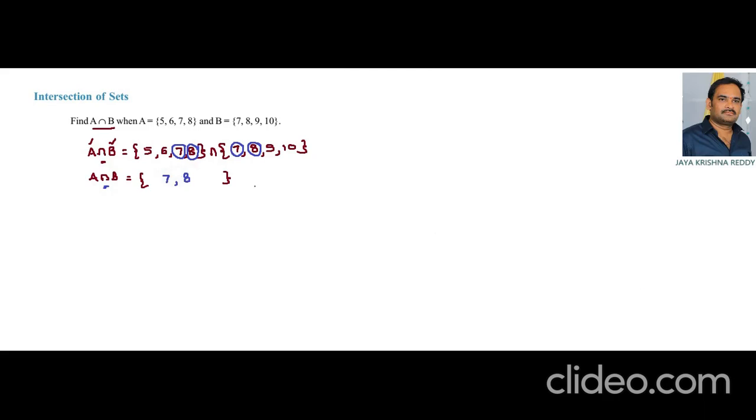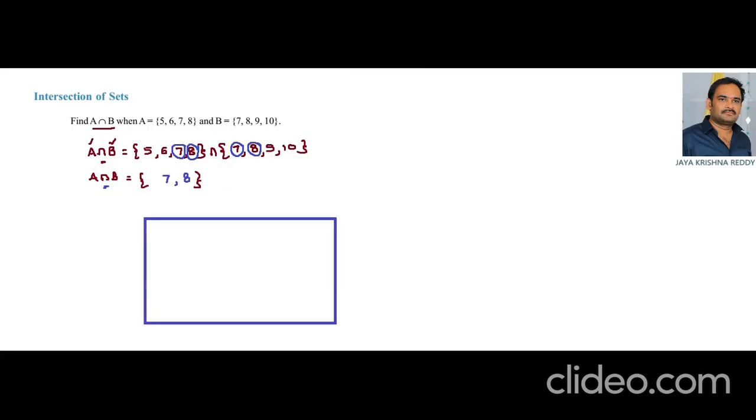And let us go for the Venn diagram for this intersection. The universal set will be represented with a rectangle, and here we have to mention U, which means this is a universal set. And the two sets will be represented by circles. Let us consider one circle as set A and another circle as set B.